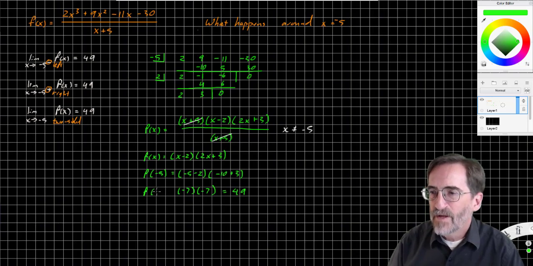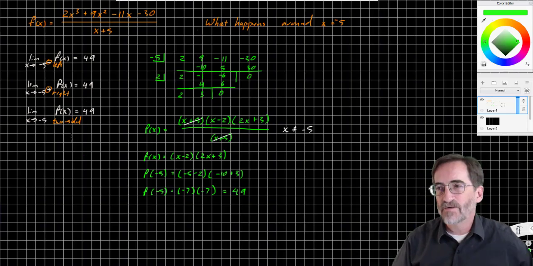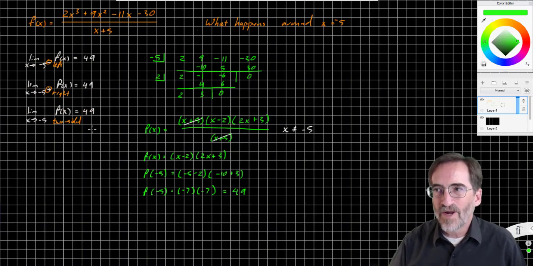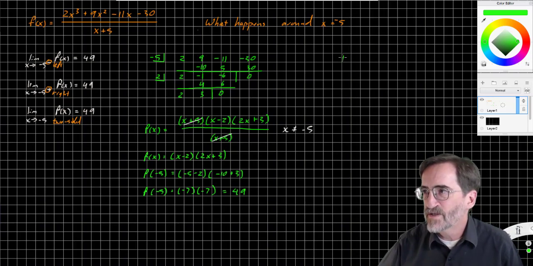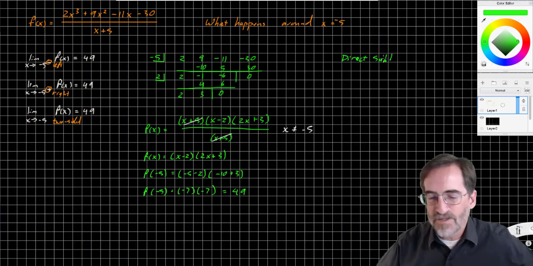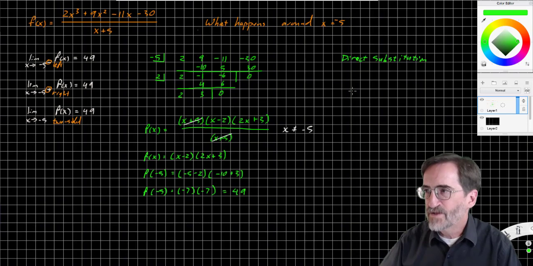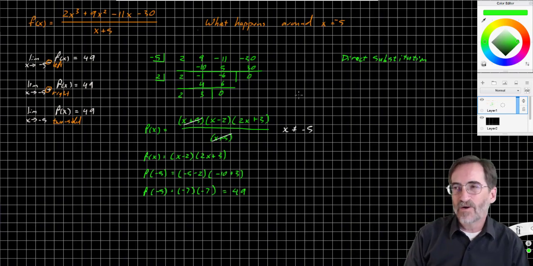So a couple of concepts here. We couldn't directly plug in negative 5 to the original function because it was indeterminate. When you can, direct substitution is the best method. But very often, direct substitution is not possible because it results in division by 0. And so we need to examine what happens around it.